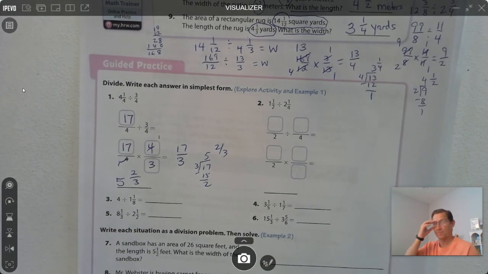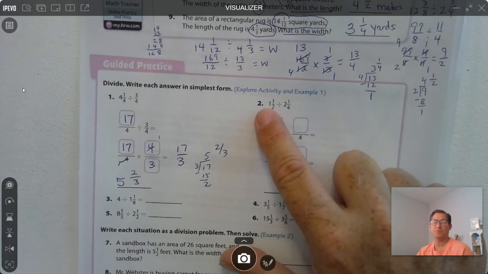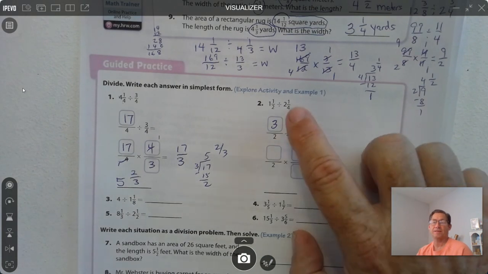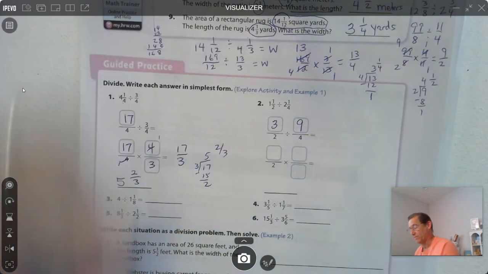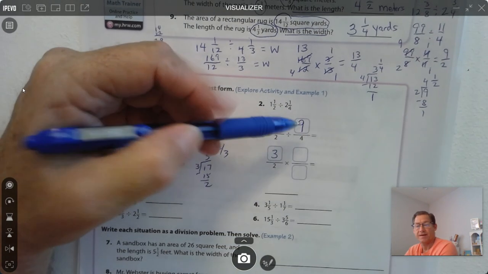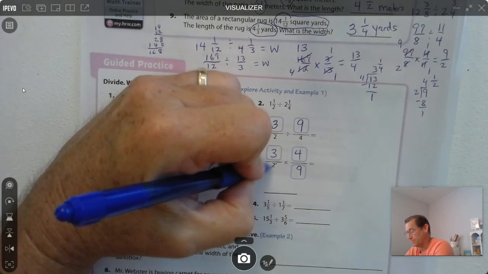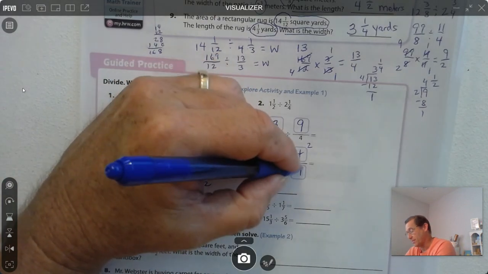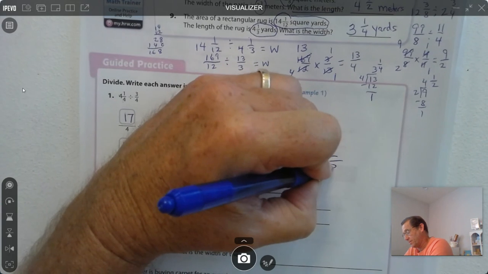Number 2, 1.5 can be rewritten as 3/2, because 2 times 1 is 2, plus the extra 1/2, 3/2. 2 and 1/4, 4 times 2 is 8, plus the extra 1/4 is 9/4. Multiply the 3/2 by the reciprocal of 9/4. Okay, well, 2 is a common factor of 2 and 4. 3 is a common factor of 3 and 9. So we get 2/3.